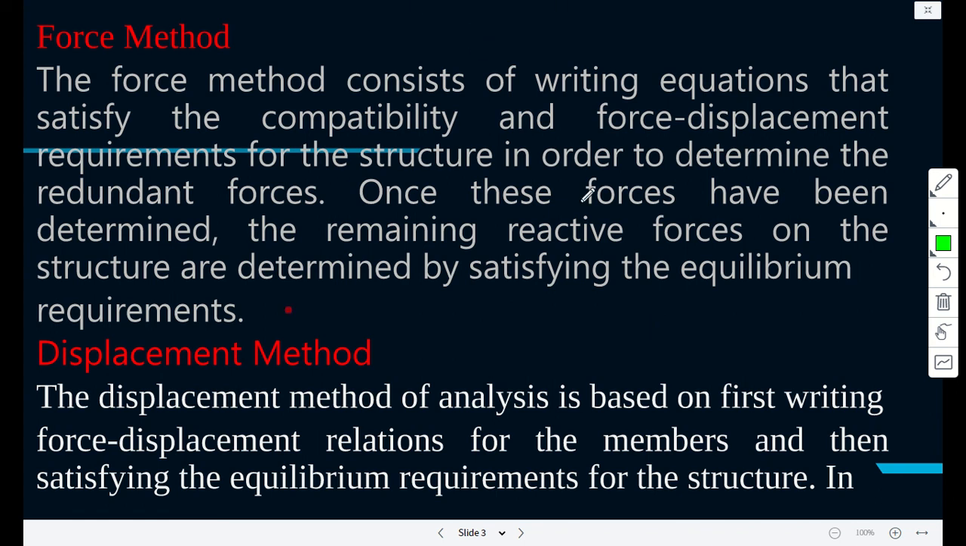So the force method consists of writing equations that satisfy compatibility and force displacement requirements for the structure in order to determine redundant forces. Once these forces have been determined, the remaining reactive forces on the structure are determined by satisfying equilibrium.